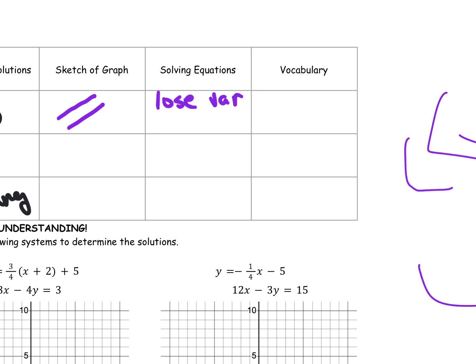When solving, you lose your variable, and we have some value, and it does not equal the other value. And they never will equal each other. So we called this a no solution moment, correct, yesterday? Now we're going to give it a fancy name. It's called inconsistent.